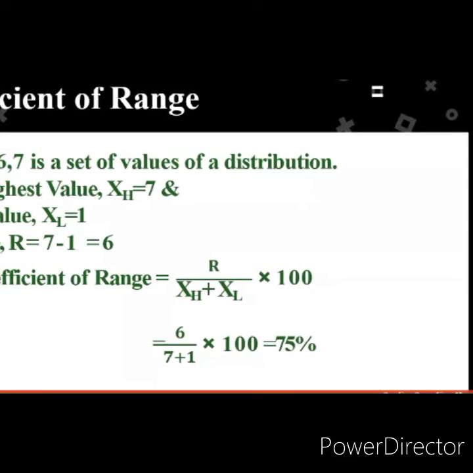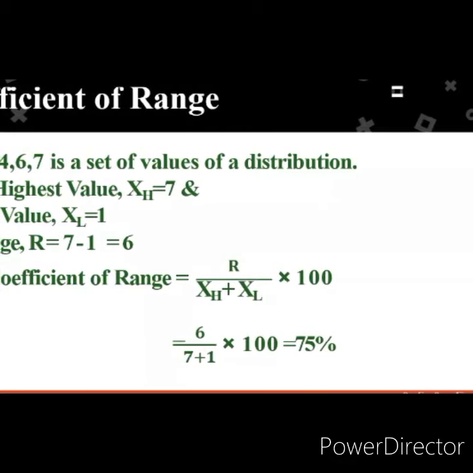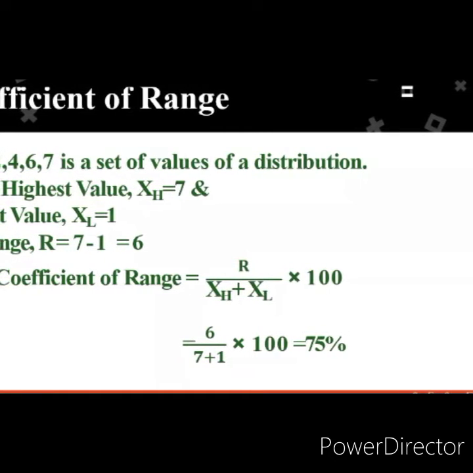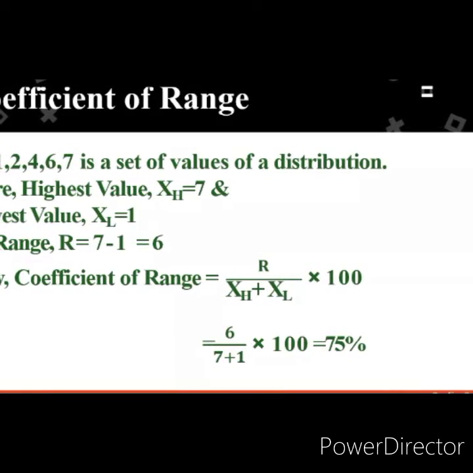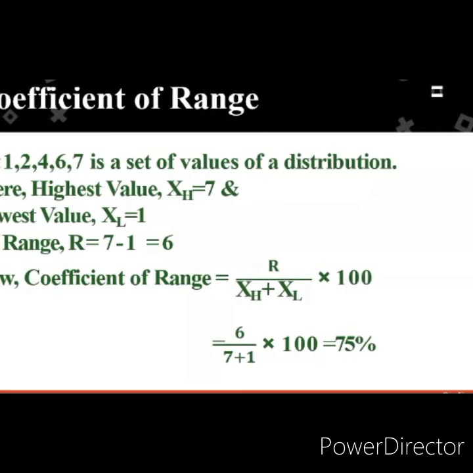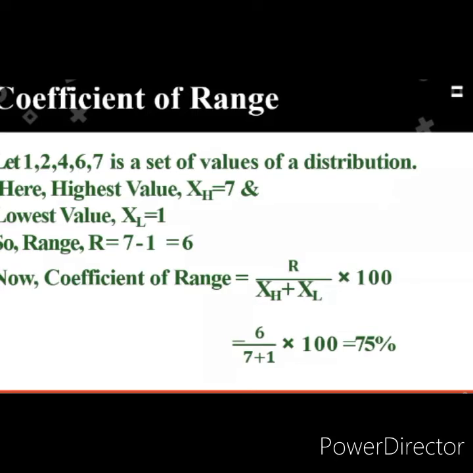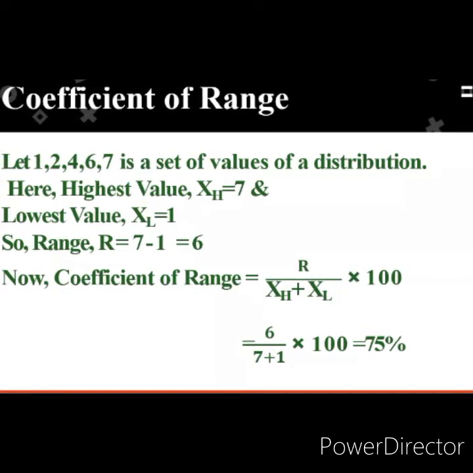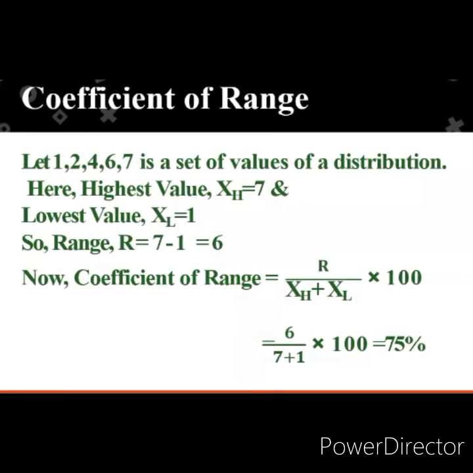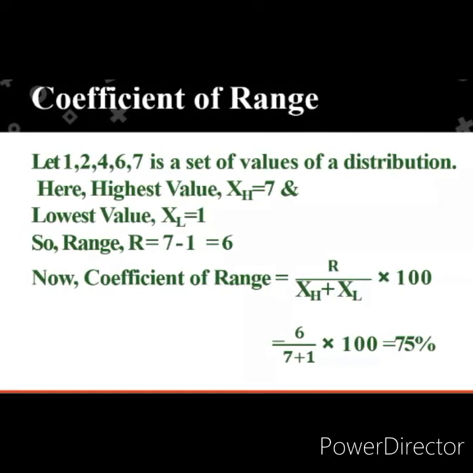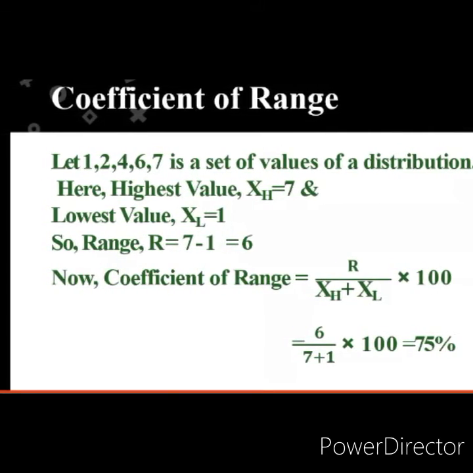Let 1, 2, 4, 6, and 7 be a set of values of a distribution. Here, the highest value is 7 and the lowest value is 1. So the range is 7 minus 1, which equals 6. The coefficient of range is the range over the highest value plus the lowest value times 100. In mathematical application, we have 6 over 7 plus 1, or 6 over 8, times 100. So as you can see, the answer is 75%.